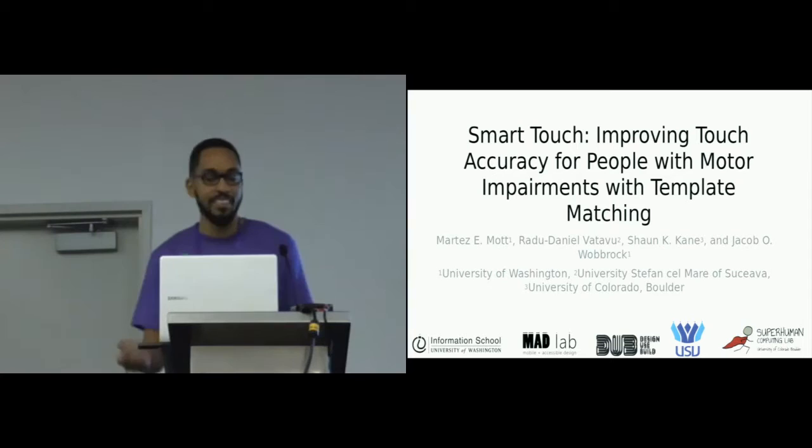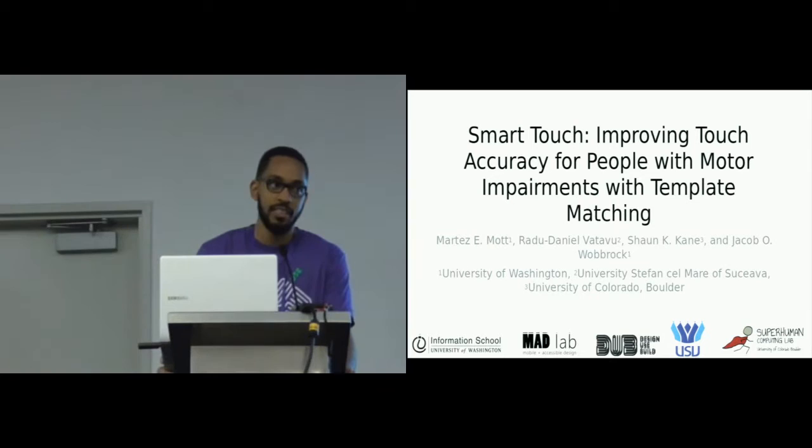So let's just start. So my name is Martez Mott. I am a PhD student in the Information School at the University of Washington. And I am presenting on behalf of my co-authors, Radu-Daniel Vatavu, Shaun Kane, and Jacob Wobbrock. And the title of our paper is SmartTouch: Improving Touch Accuracy for People with Motor Impairments with Template Matching.